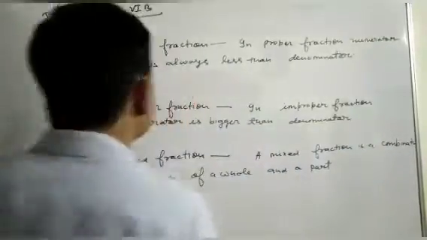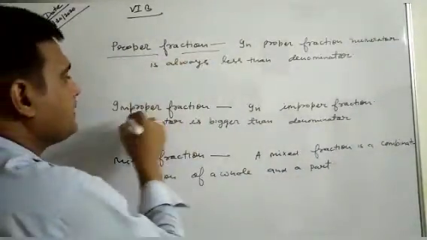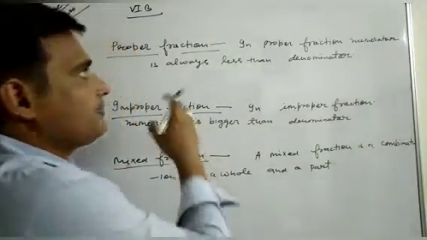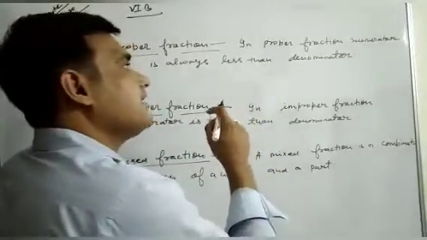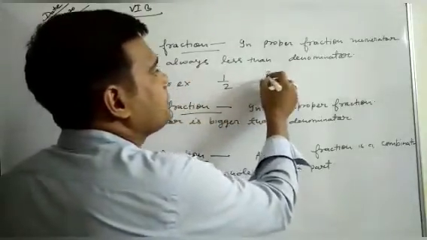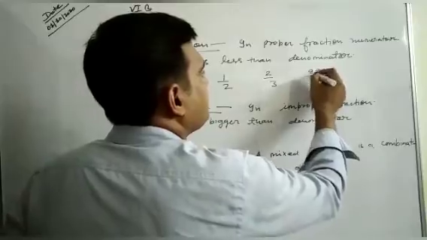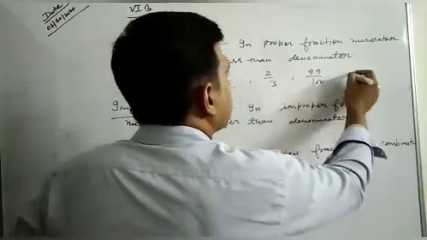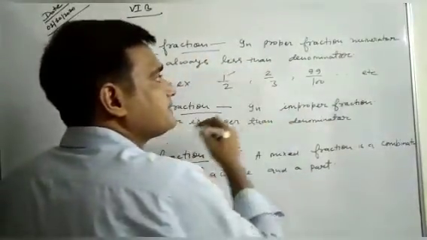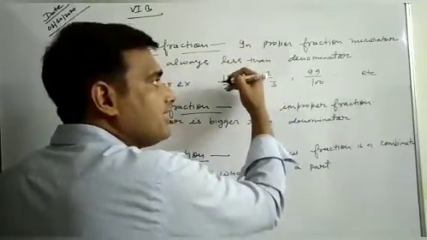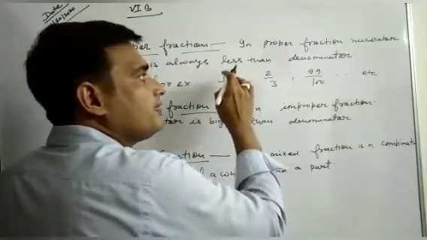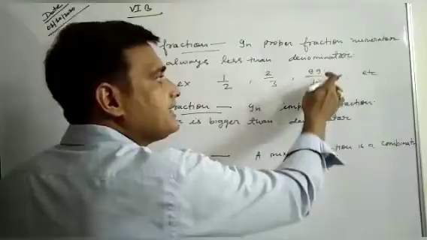Now, our next topic: proper fraction, improper fraction and mixed fraction. In a proper fraction, the numerator is always less than the denominator. For example, 1 upon 2, 2 upon 3, 99 upon 100, etc. These are examples of proper fractions. Here you see that the upper part is the numerator and the lower part is the denominator. The numerator is always less than the denominator: 1 is less than 2, 2 is less than 3, 99 is less than 100.